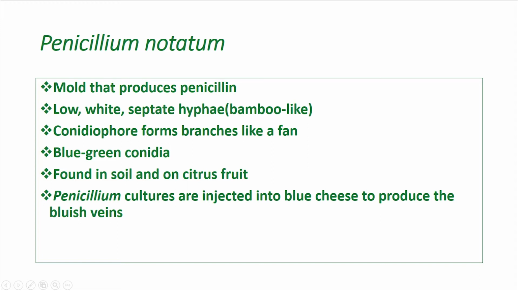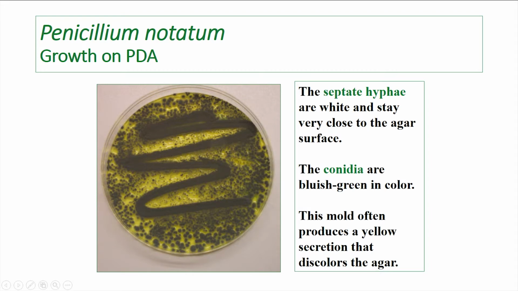The Penicillium cultures are injected into blue cheese to produce the blue veins. Not Penicillium notatum that does this, but other Penicillium cultures are used to do this kind of production. So it tends to have a blue-green color. Now this isn't a great picture, but what it does show us is an example of the extracellular enzymes. The enzymes here actually change the color of the agar to this nice yellow coloration.